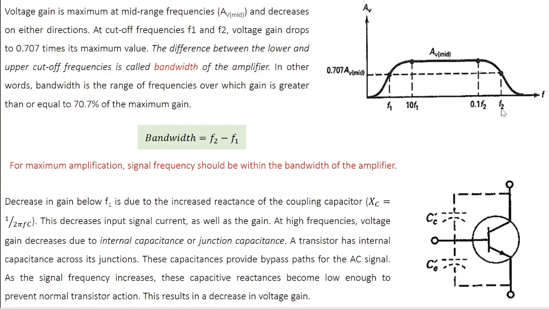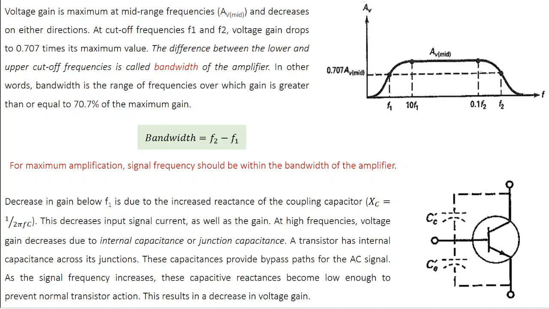So F2 is known as the upper cutoff frequency, F1 is the lower cutoff frequency, and the difference between the upper and lower cutoff frequencies is called the bandwidth of the amplifier. So bandwidth is defined as F2 minus F1. In other words, bandwidth is the range of frequencies over which gain is greater than or equal to 70.7% of the maximum gain.